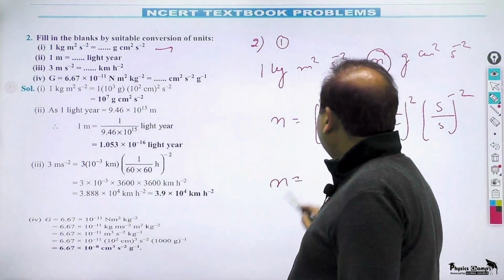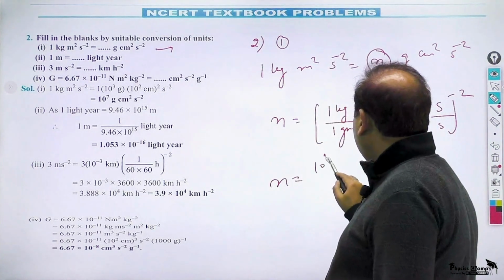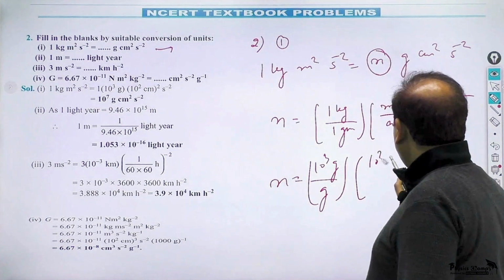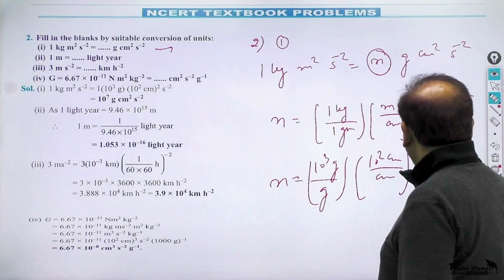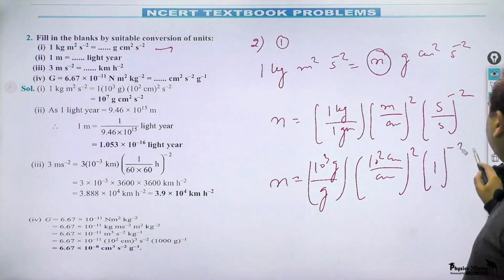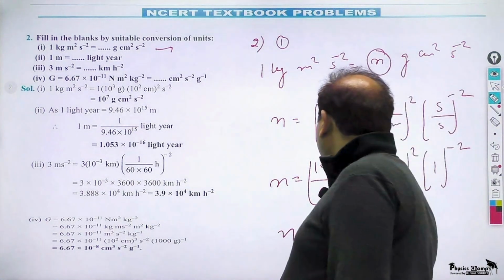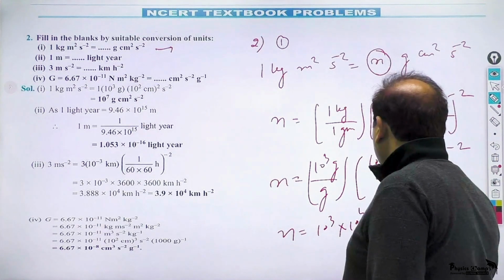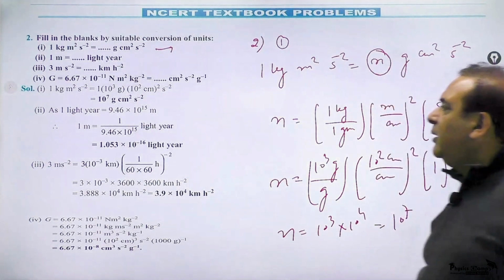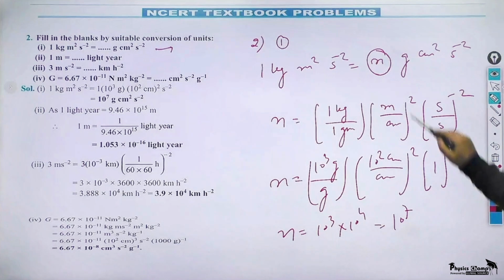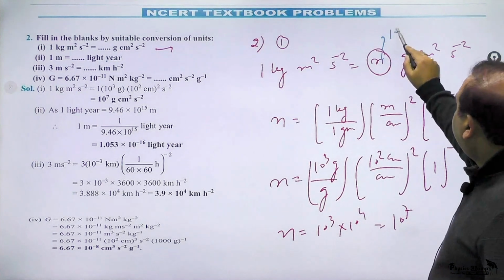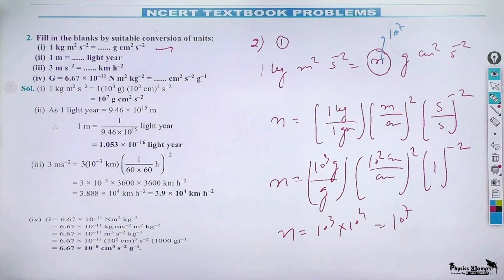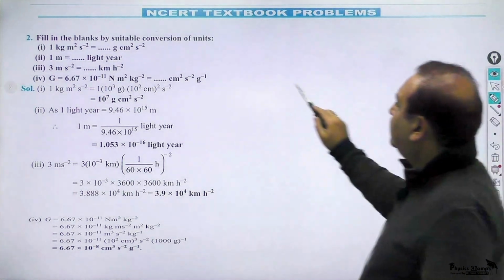So this numerical value in this new system is 10 to the power 3 gram divided by gram, 10 to the power 2 centimeter divided by centimeter square, and this is 1 to the power minus 2. So this numerical value is 10 to the power 3 into 10 to the power 4, so 10 to the power 7 in the new system. So in this new system, the value is 10 to the power 7 gram per centimeter square per second square. Simple question.